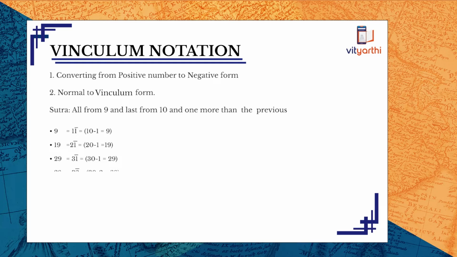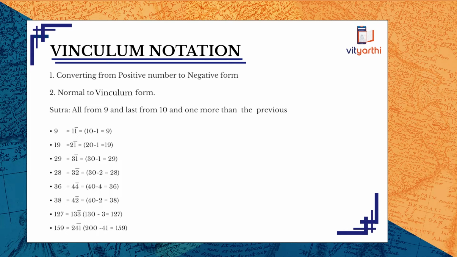28 can be written as 3 bar 2. That is 30 minus 2 is 28. 36 equals 4 bar 4. That is 40 minus 4 is 36. 38 is 4 bar 2. That is 40 minus 2 is 38. 127 is 13 bar 3. That is 130 minus 3 is 127.